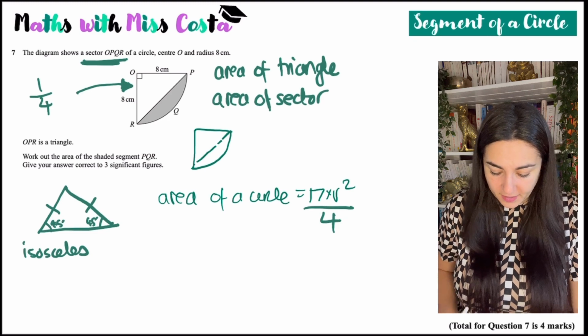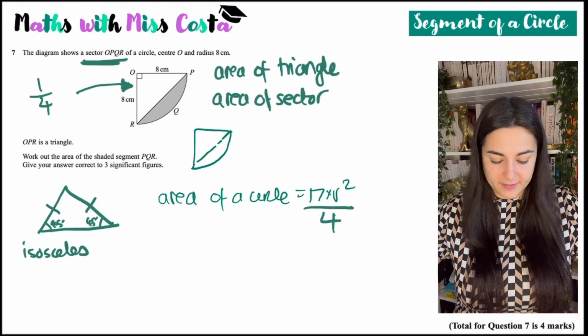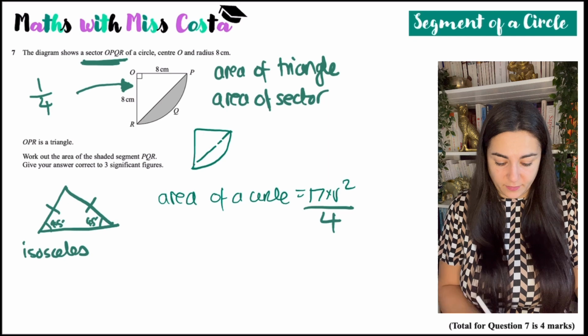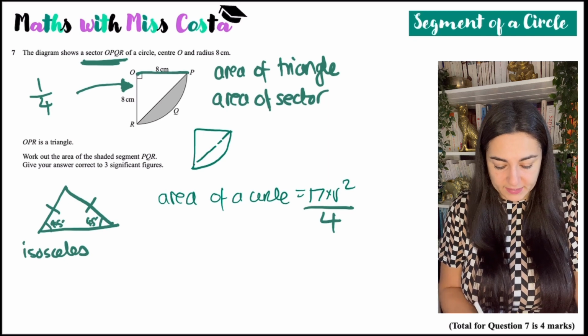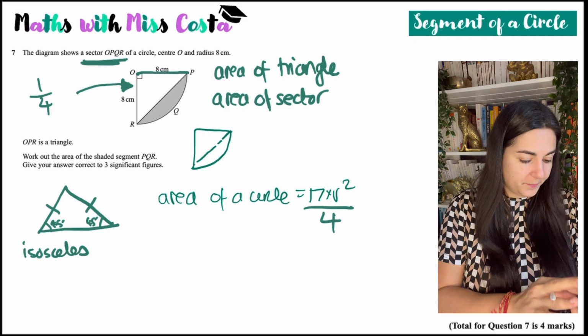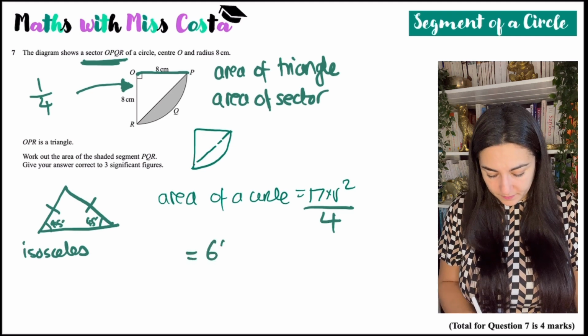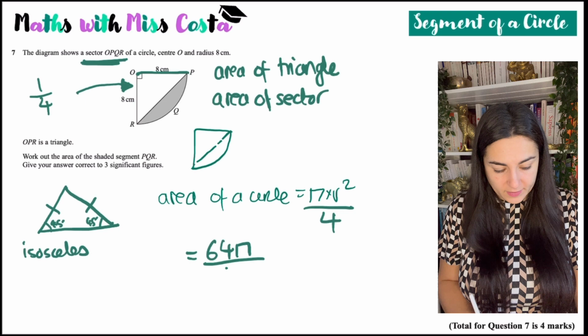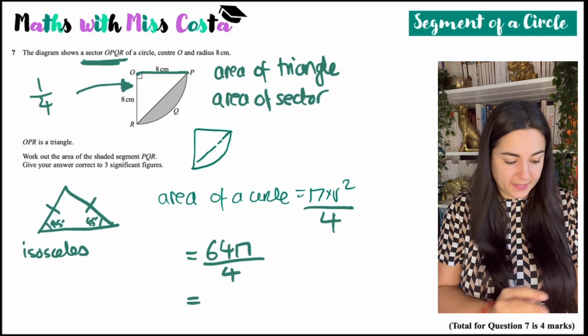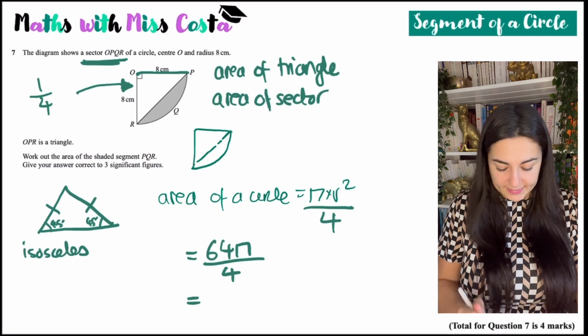So pi times radius squared, the radius is 8. The radius is the line from the center to the outside. So pi times 8 squared is 64 pi. And then obviously I need to divide that by 4. So 64 pi divided by 4 is 16 pi.